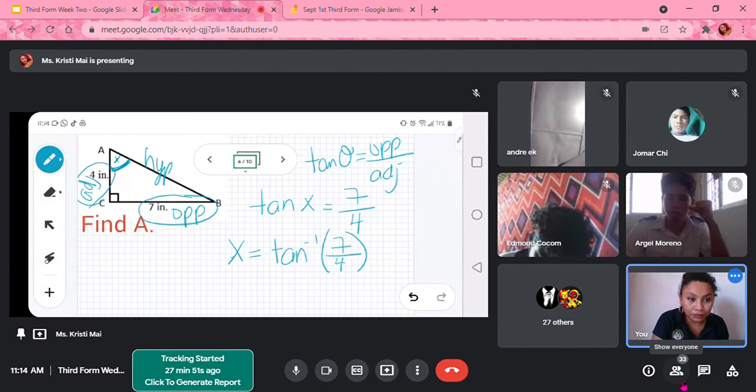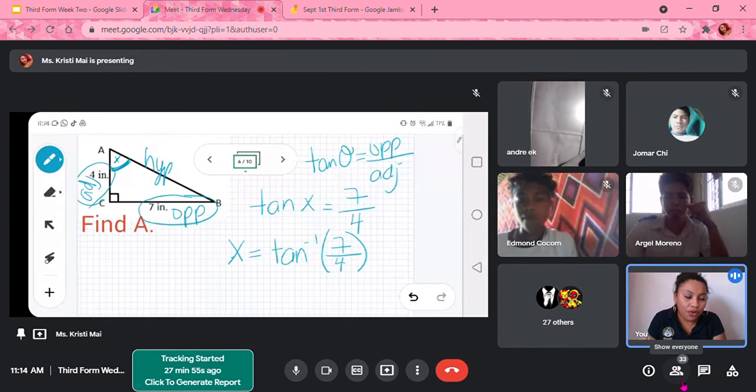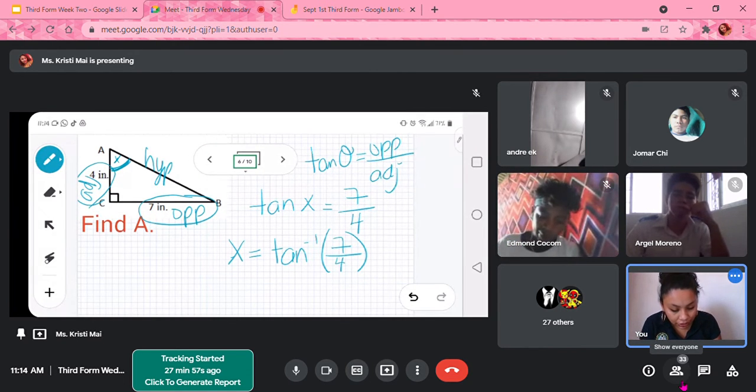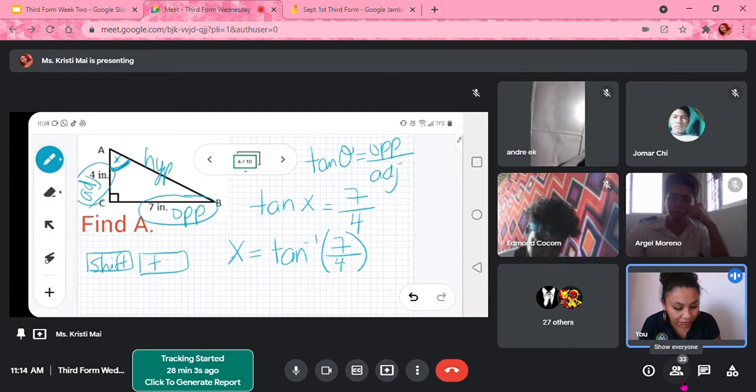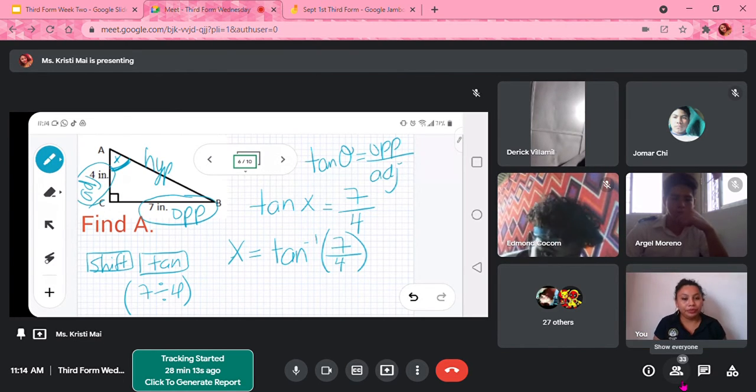Alright? So in your calculators now, you are going to press the shift button. Then you are going to press the tangent button. And then you're going to write 7 divided by 4. That is what I want you to put in your calculator.